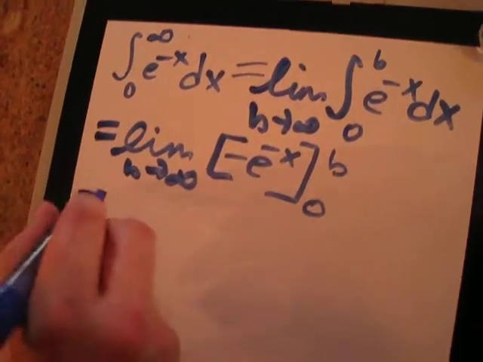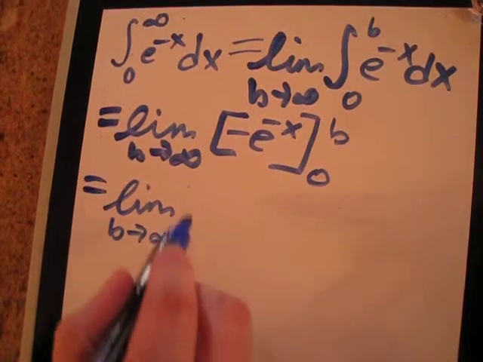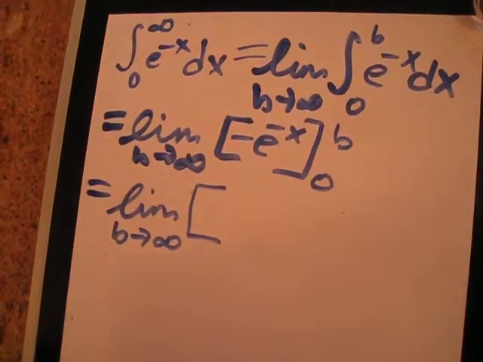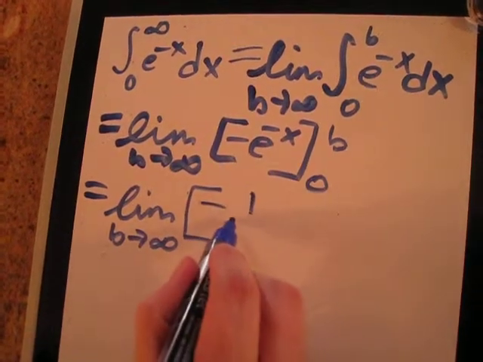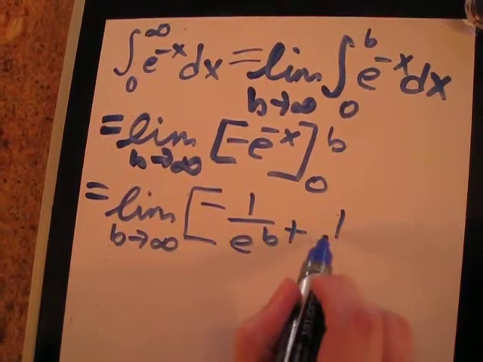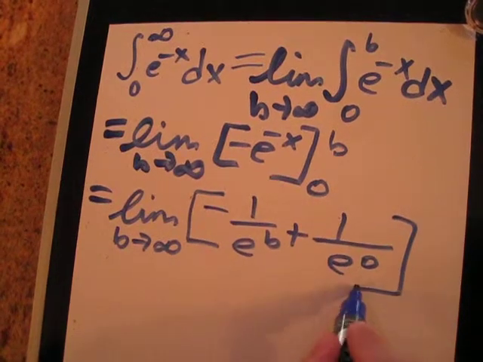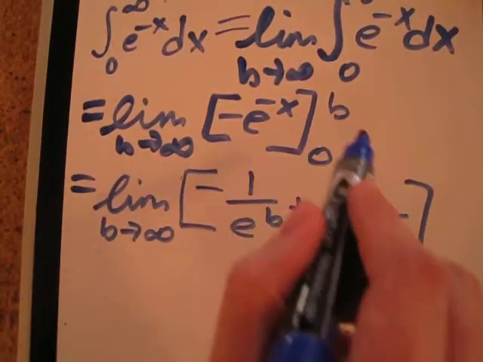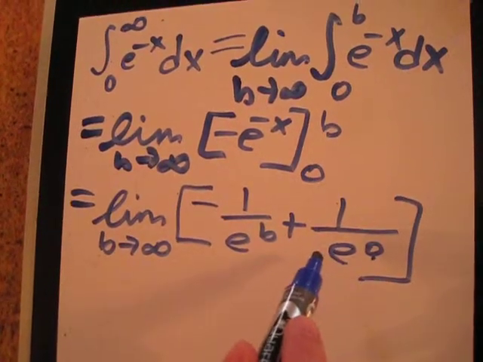So now this will become the limit as b approaches infinity of this expression. Using the fundamental theorem of calculus, we will have negative 1 over e to the b plus 1 over e to the 0. Now notice e to the negative x is the same thing as 1 over e to the x. That's why the expressions with the e's are in the denominator.